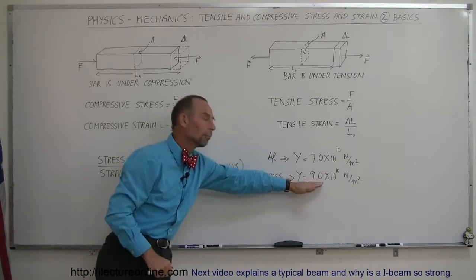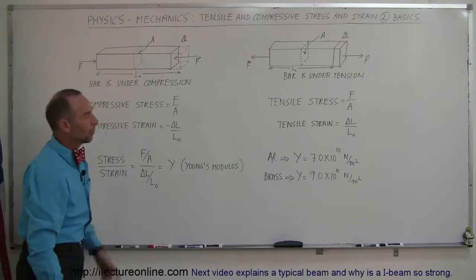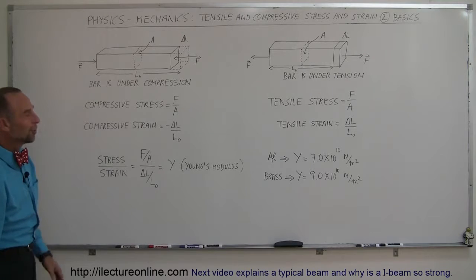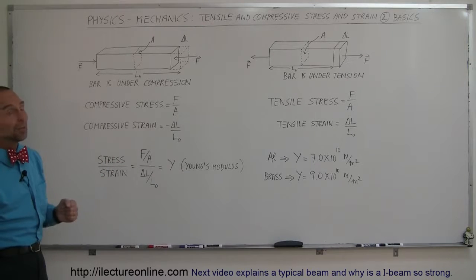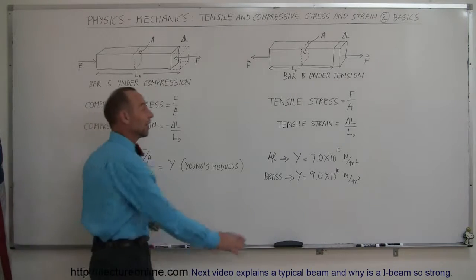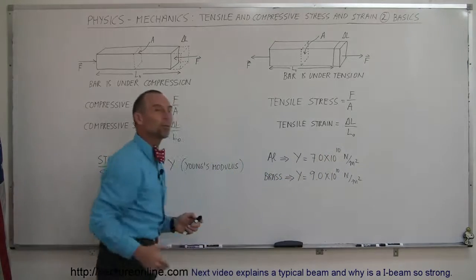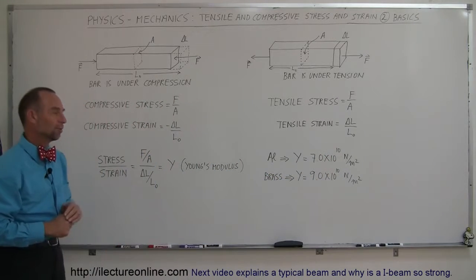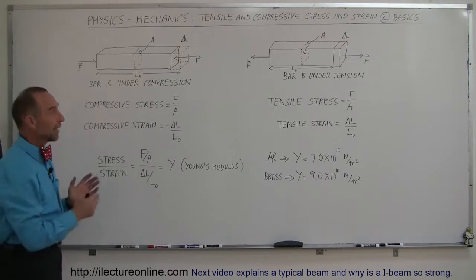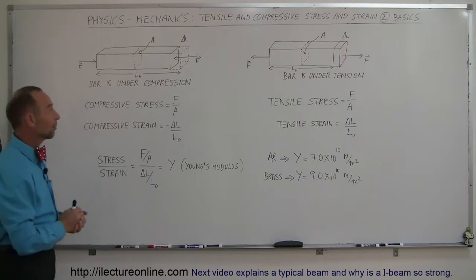Aluminum, not so good. Brass, a little bit better. But even though aluminum has a smaller number, that's still a really big number, and you can see you need a lot of force to cause any sort of appreciable deformation, even if it's aluminum. But this is just for comparison. And that's how you look at tensile stress and compressive stress.